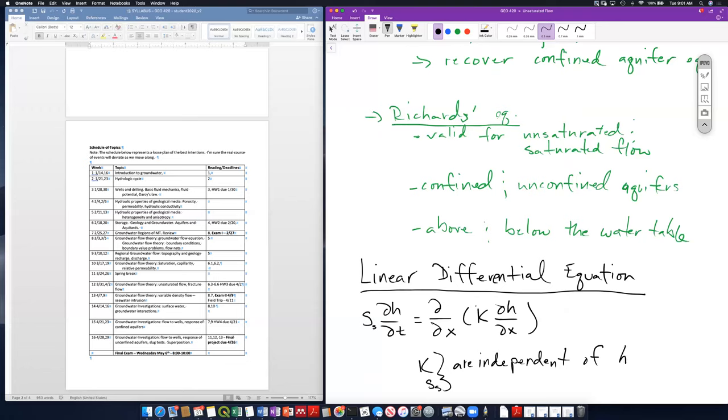They're independent of H, my variable that I'm interested in. So there's no dependence of K and S. My parameters that control my equation, so S sub S and K, are independent of my variable that I'm interested in modeling.